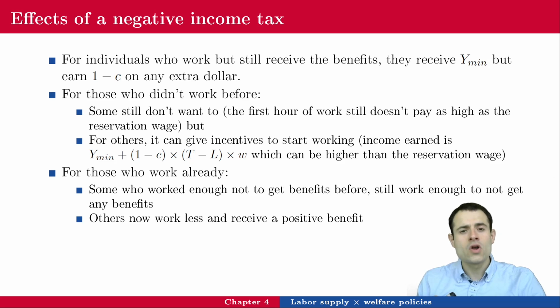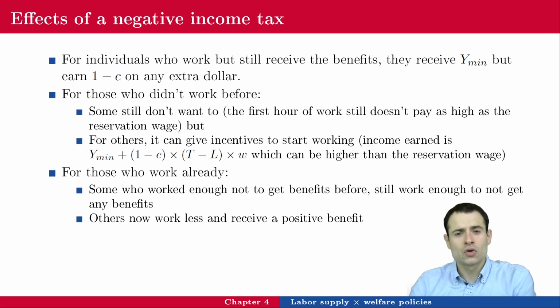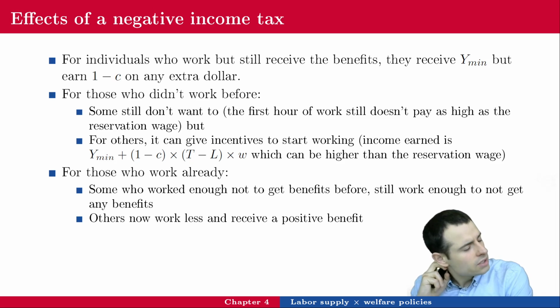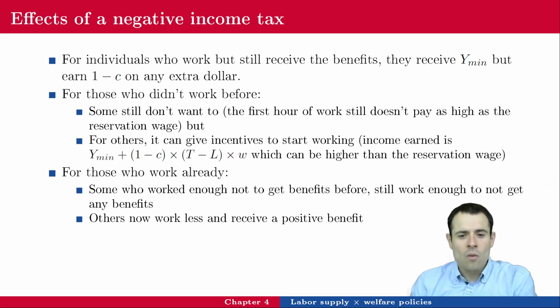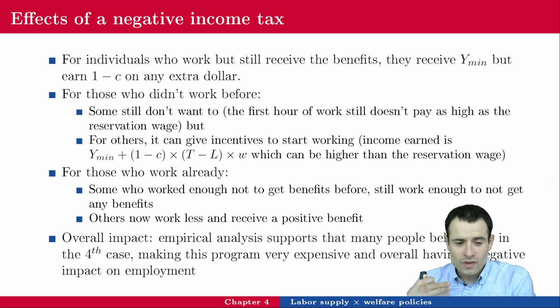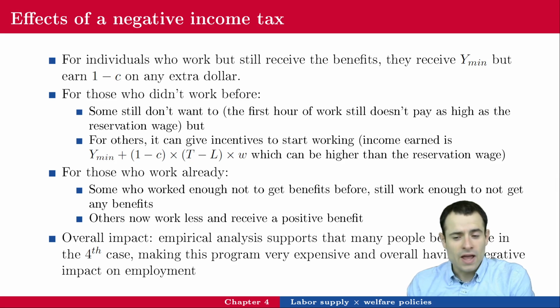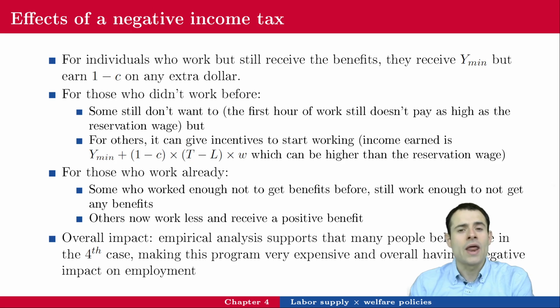We have two types of people who are not going to change the decision: the ones who don't work and still don't want to, and the ones who work enough so they won't make any adjustment in their hours. But then we have two other types of people who are going to react in opposite directions. One type will work less to enjoy the benefits and enjoy not working as much, whereas others might find it beneficial to start working. To assess the overall impact, one would need to conduct an econometric analysis. Empirical analysis supports that many people behave like in the fourth case, which makes this program expensive and overall would have a negative impact on employment.